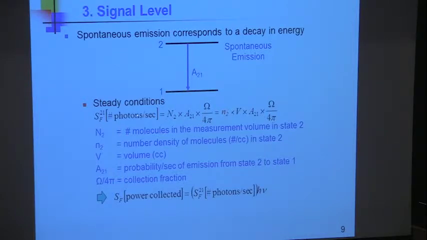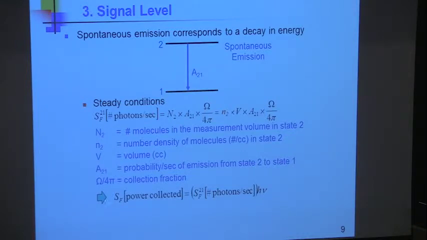Under steady conditions, the number of photons that we would see per second by this process would be the total number of molecules in level 2 times the probability of emission per second times omega over 4 pi. So imagine a steady situation. This is the emission signal we're going to see in photons per second onto our detector at this wavelength. It is the total number of emitters in the emission volume, times the probability per second of emission, times the fraction of the emission we collect. Or in terms of the number per unit volume, I usually use lowercase n for number per unit volume, n2 times the volume element, times A21 times omega over 4 pi.